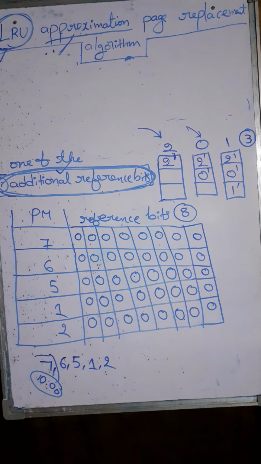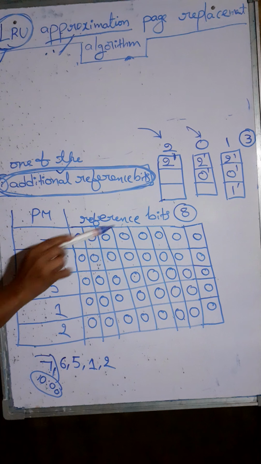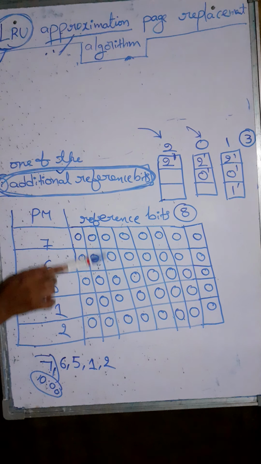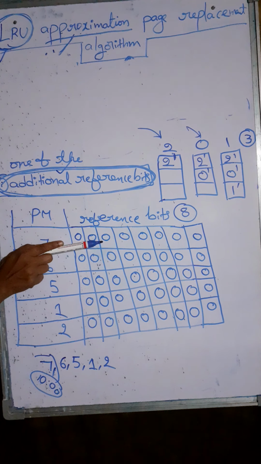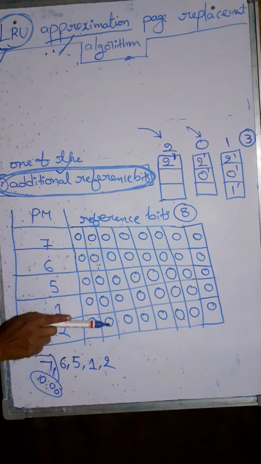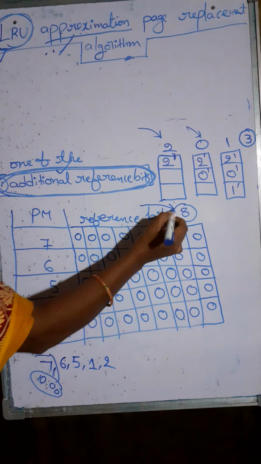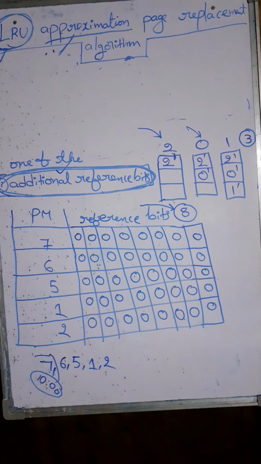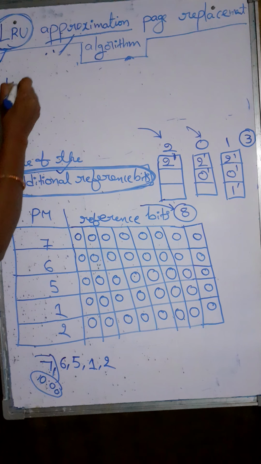So now I'll explain what the additional reference bits page replacement algorithm is. In this algorithm, let us assume that these are the page numbers 7, 6, 5, 1, 2. For each page number, we will maintain 8 reference bits. Initially, all the reference bits are set to 0. Let us assume that now the time is 10 o'clock.